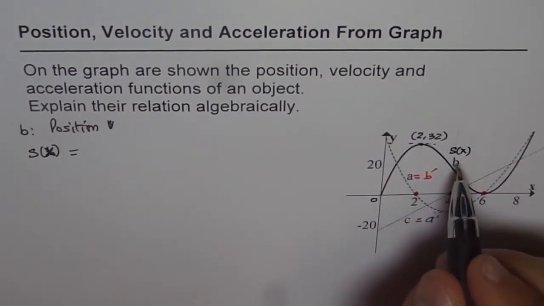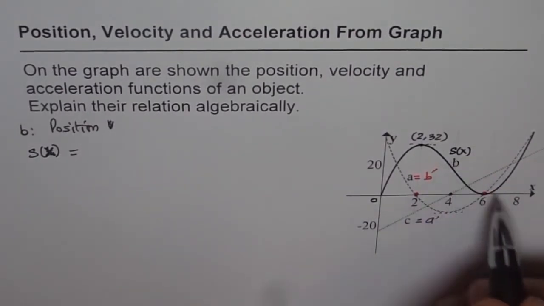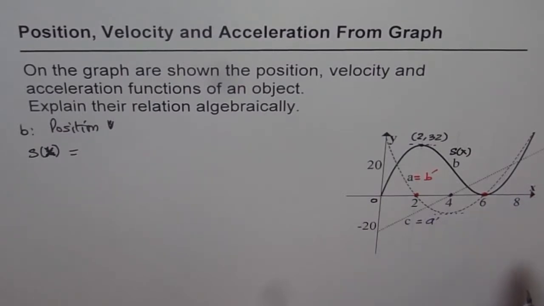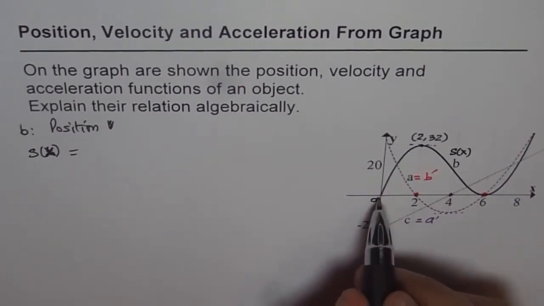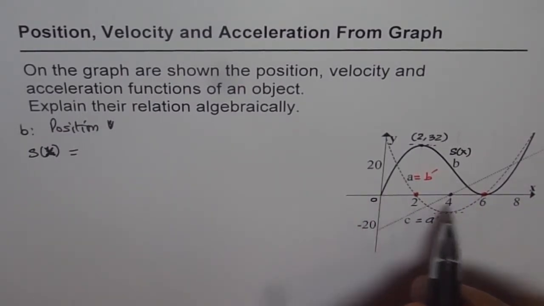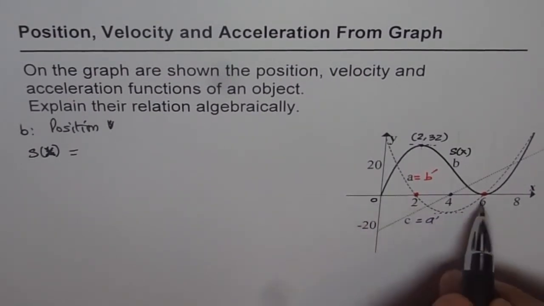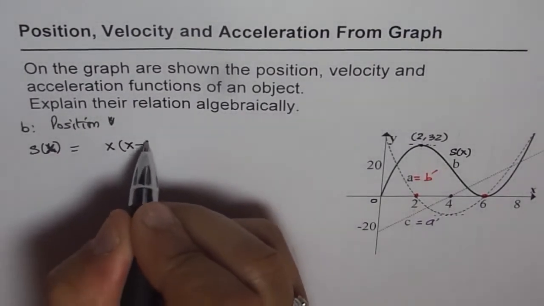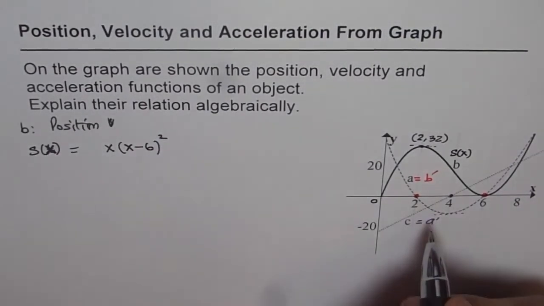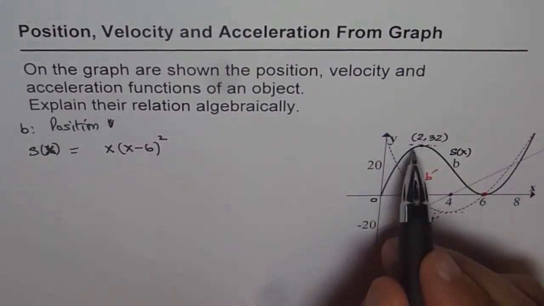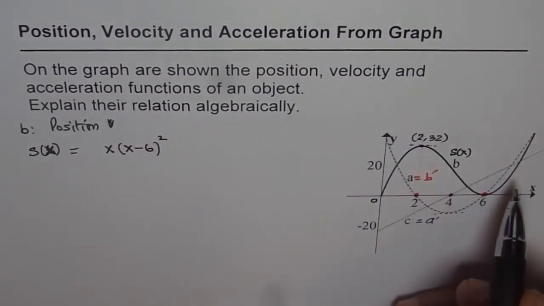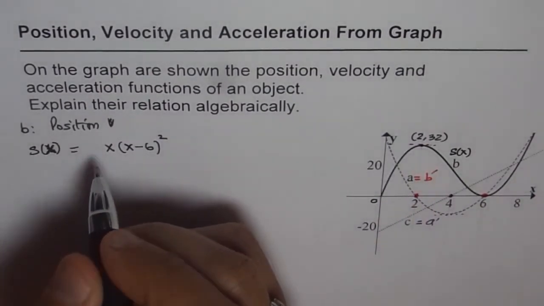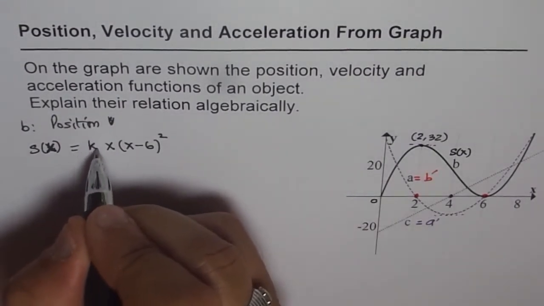Let's write down the equation for displacement with respect to time, which is x. It has two zeros. One is at 0 itself, the other one is at 6. Now the zero at 0 is linear, the other one is quadratic. So we can write this as x times x minus 6 whole square. Now we really don't know which family of curve should fit into this, so we write a parameter, and let's say the parameter is k.